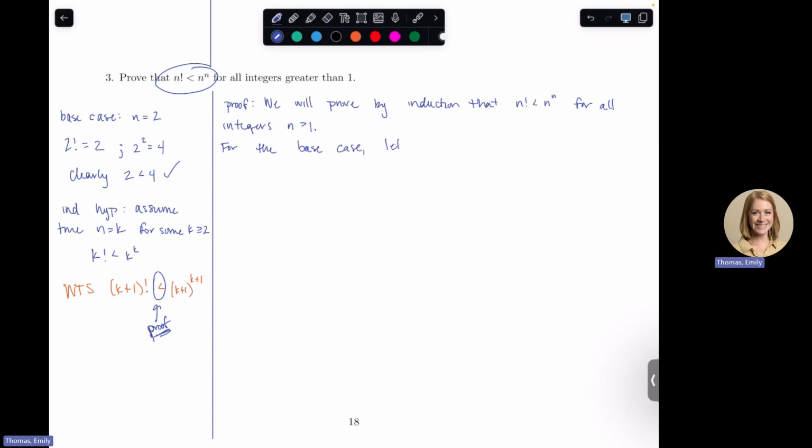let n equal 2. Notice 2 factorial is equal to 2, and 2 squared is equal to 4. Clearly, 2 is less than 4, so the base case holds.